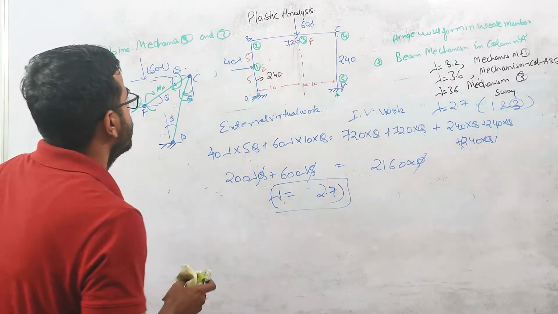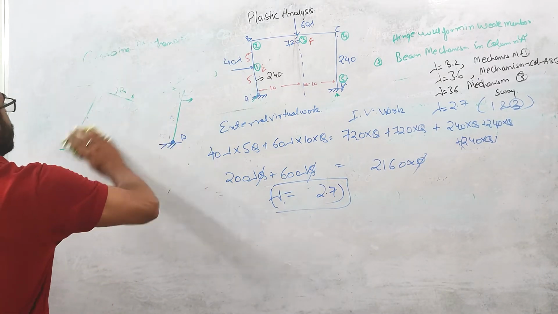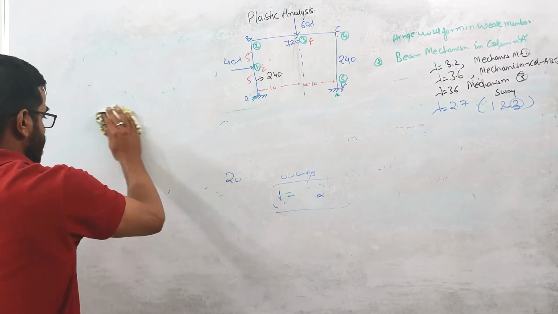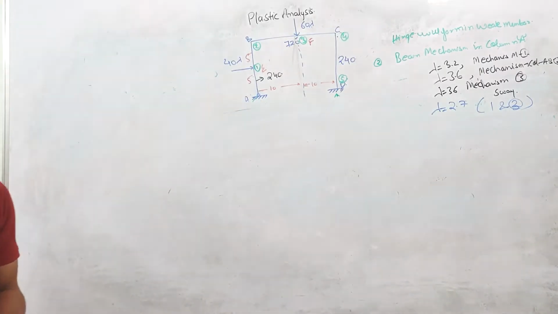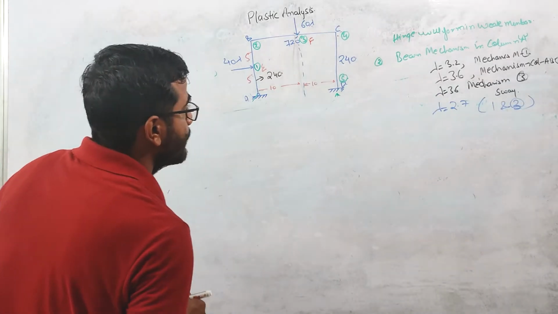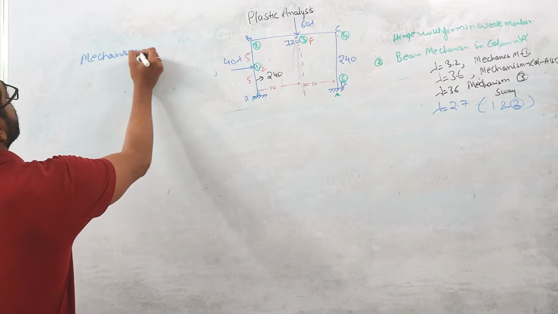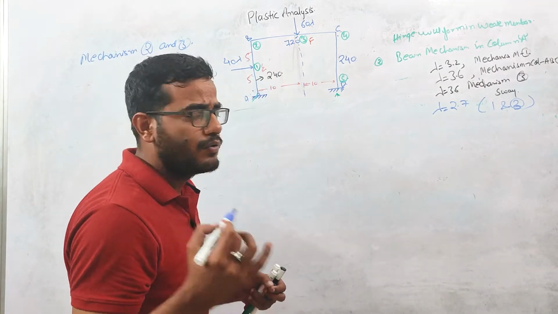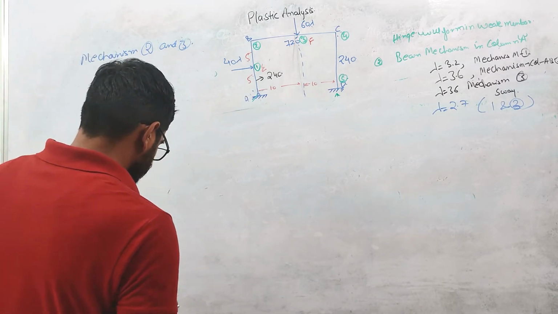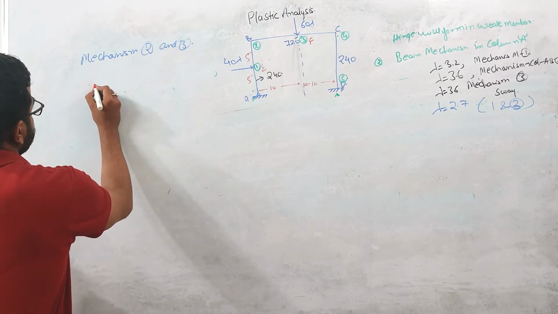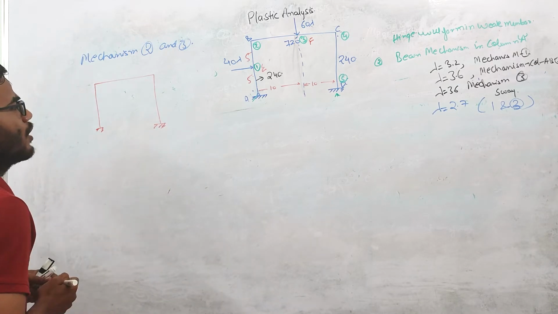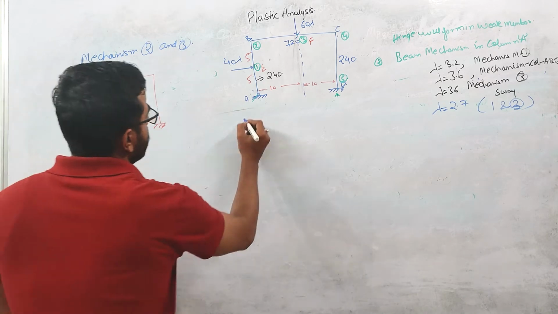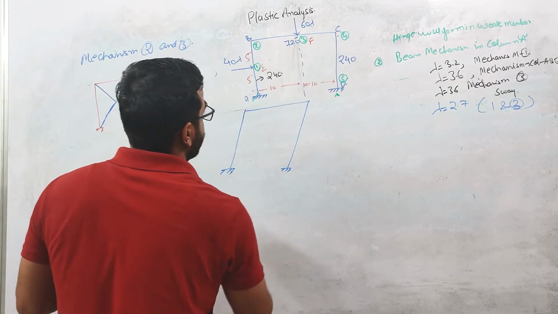Now what happened when you combine mechanism 2 and mechanism 3? Combining mechanism 2 and 3 means that you are combining the beam mechanism in this column AB and the panel mechanism or sway mechanism in the frame. So let us draw the beam mechanism in the column AB. This is how the beam mechanism will look in column AB, and this is how the sway mechanism will look in this whole complete frame.